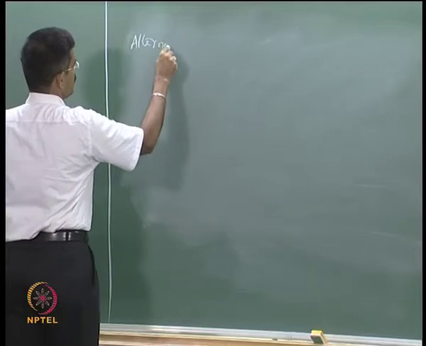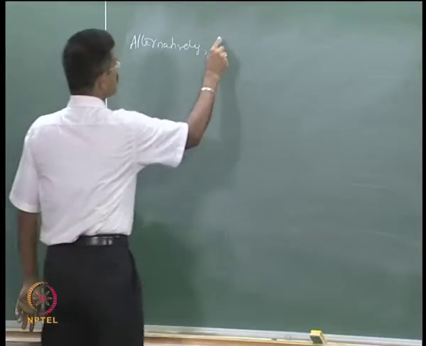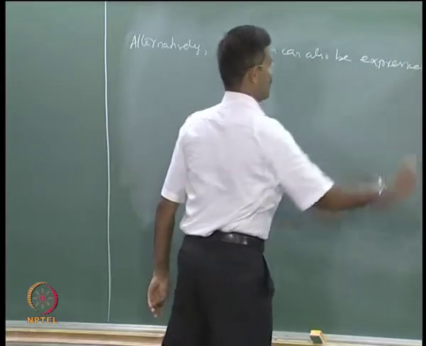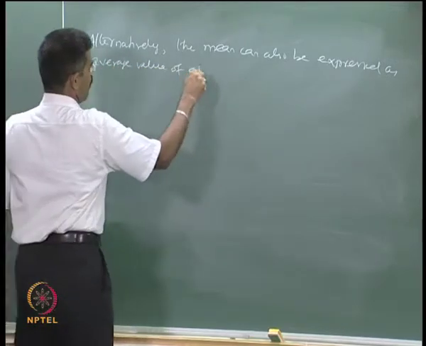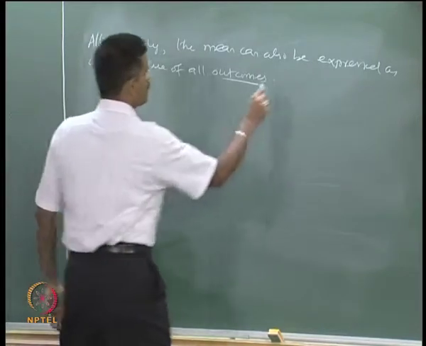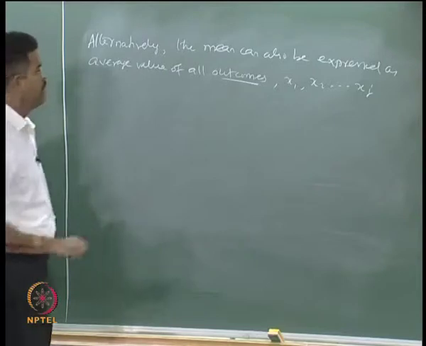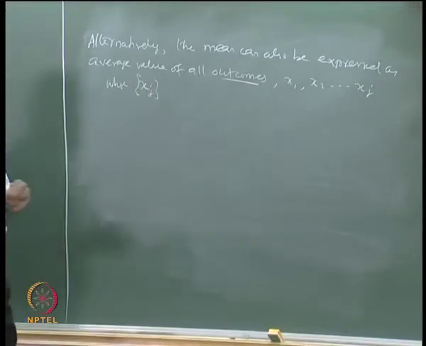Alternatively, the mean can also be expressed as an average value of all outcomes, not the assigned value but the realized value, x1, x2, xj, these are all realized values, where xj varies from j equal to 1 to infinity of x, or realized values of the random variable x.